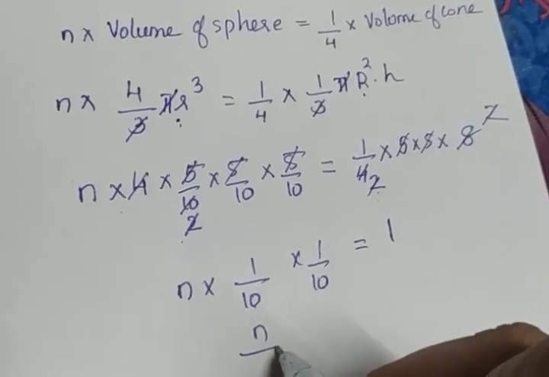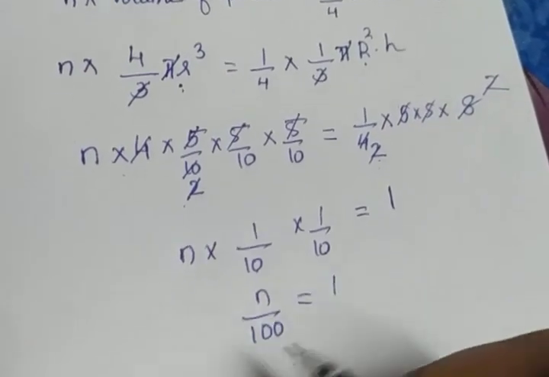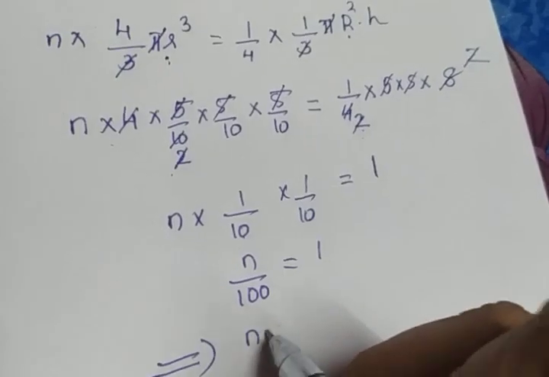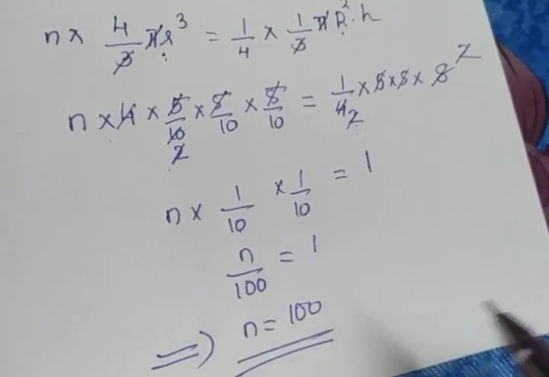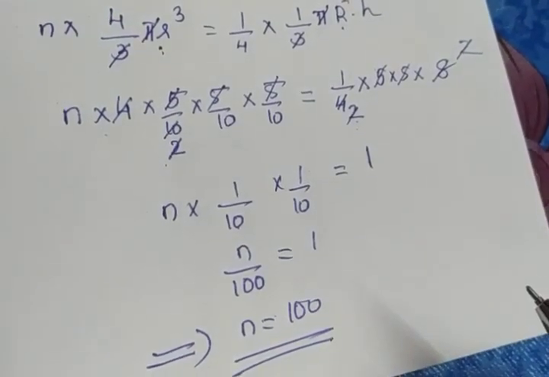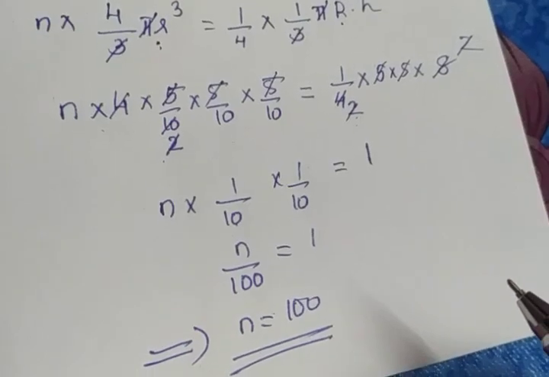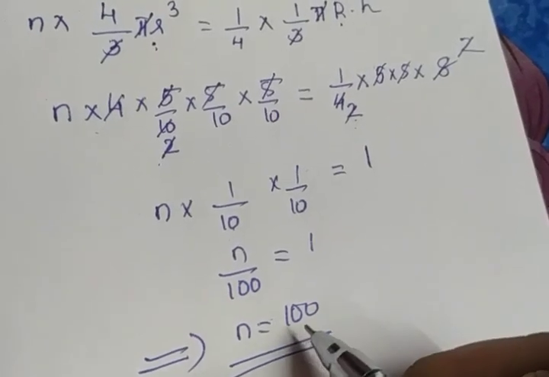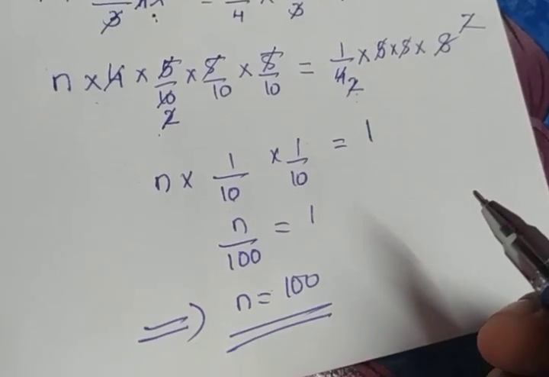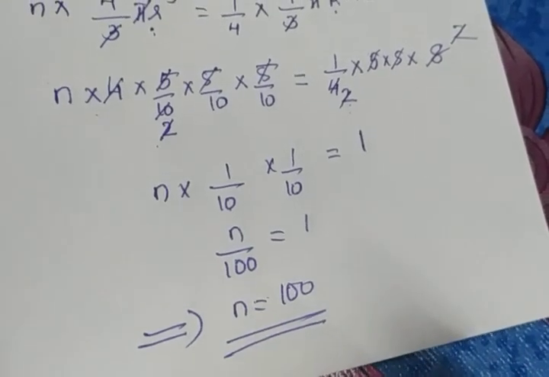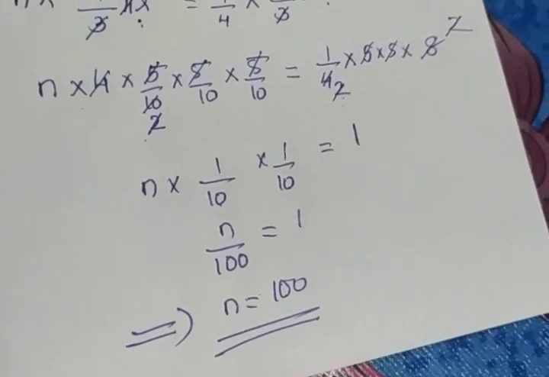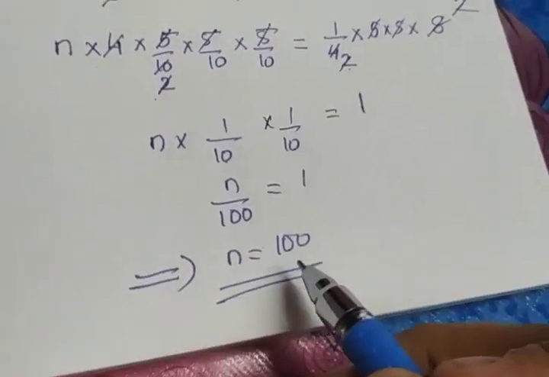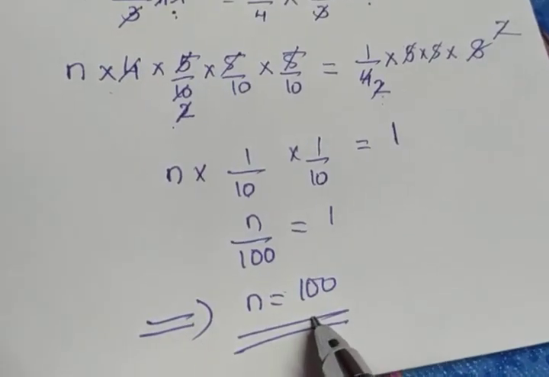So on the left side we are getting n by 100 is equal to 1, which implies the value of n is 100. What was n? n was the number of lead shots. So what is our answer? There are 100 lead shots. That means we are dropping 100 lead shots into the water so that 1/4 of the volume of the water flows out. Okay, so the required number of lead shots which we are dropping is 100.